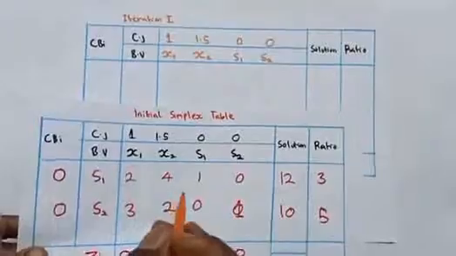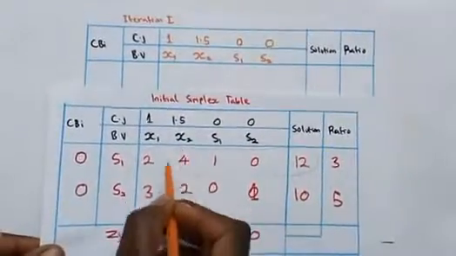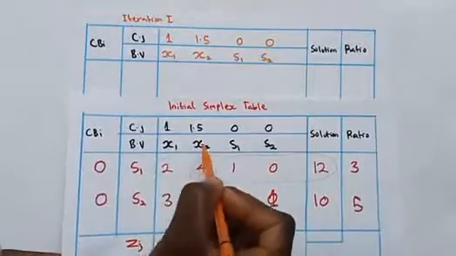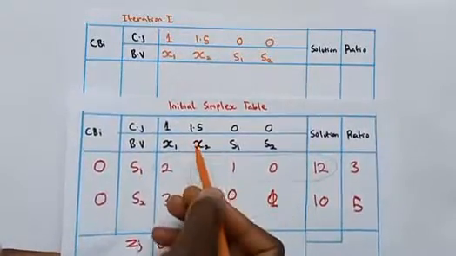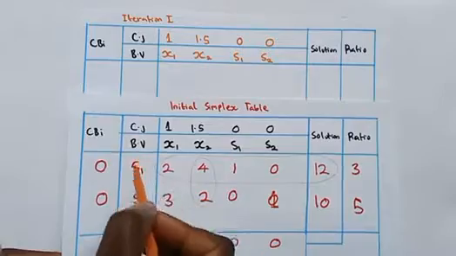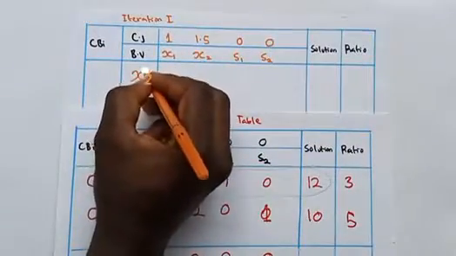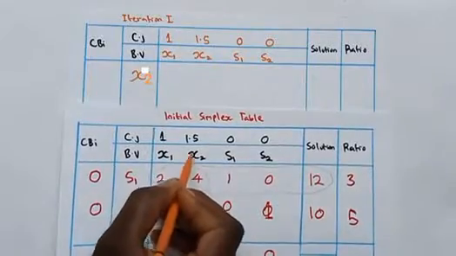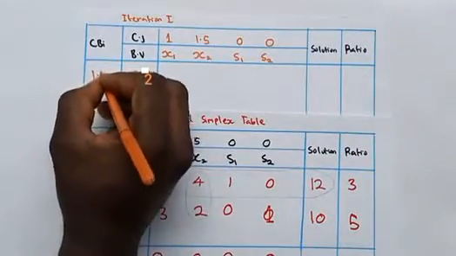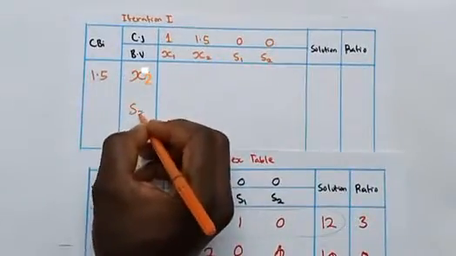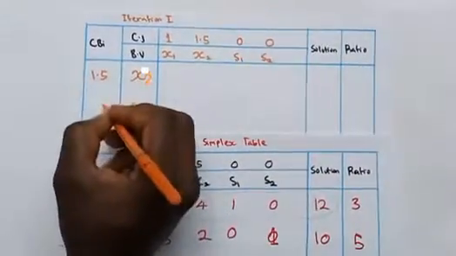Then from the initial simplex table, look at the key column and the key row, so look at the entering variable and the leaving variable. Here S2 is the entering variable and S1 is the leaving variable. So here we have S2 and the coefficient of S2 is 1.5. S2 still remains the same. Here we have S2 and the coefficient is 0.